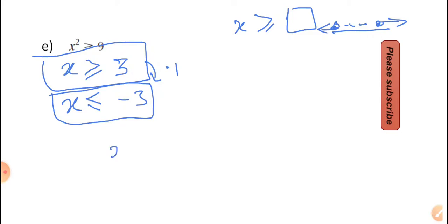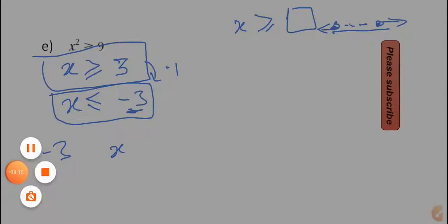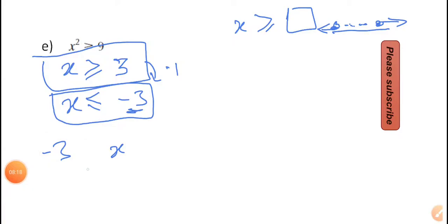So I'm going to write my letter x here. And I can see minus 3 is here. So I'm going to copy the minus 3 down. So minus 3 has to be greater than or equal to x. So x has to be less than or equal to minus x. This is what this bit here tells me.